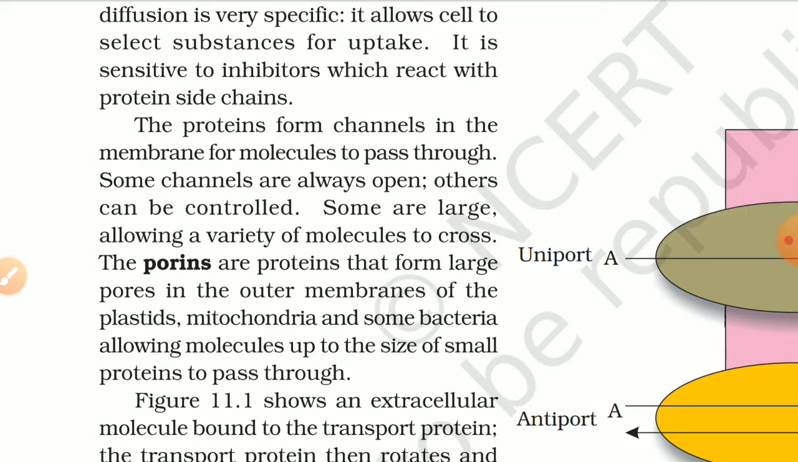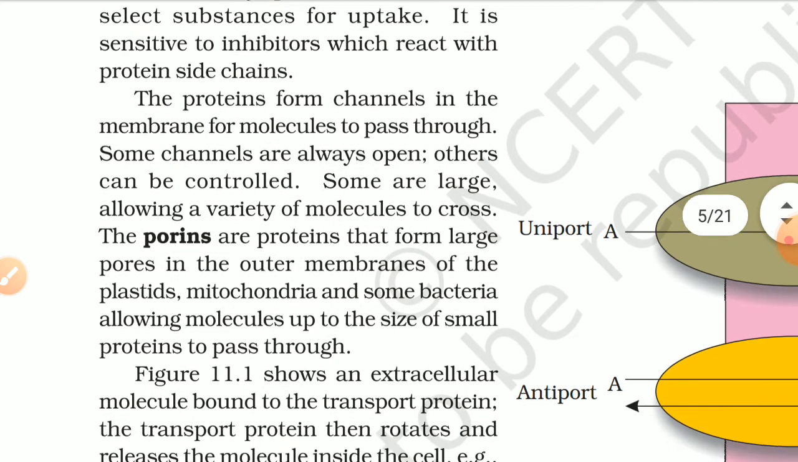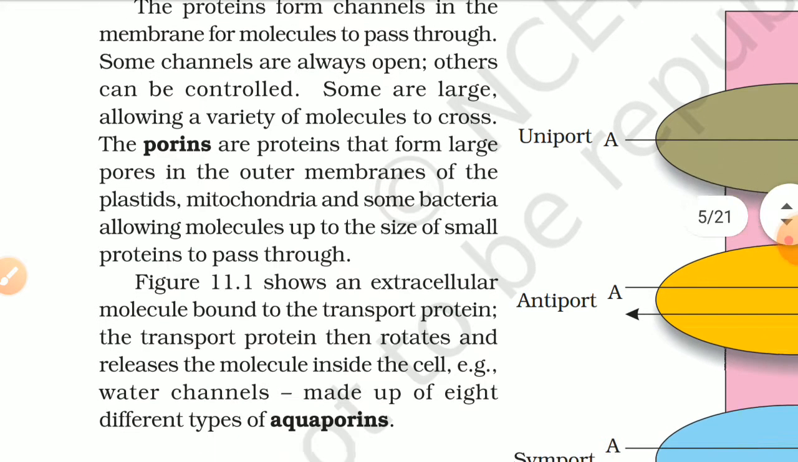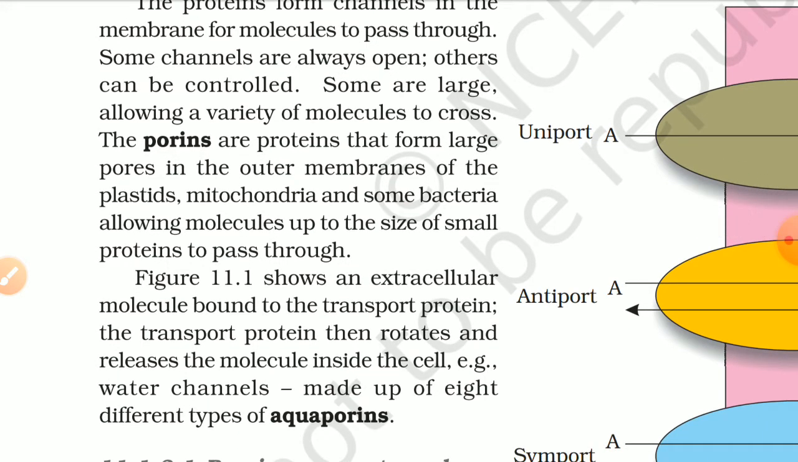The proteins form channels in the membrane for molecules to pass through. Some channels are always open, others can be controlled. Some are large, allowing a variety of molecules to cross. The porins are proteins that form large pores in the outer membrane of the plastids, mitochondria, and some bacteria, allowing molecules up to the size of a small protein to pass through.